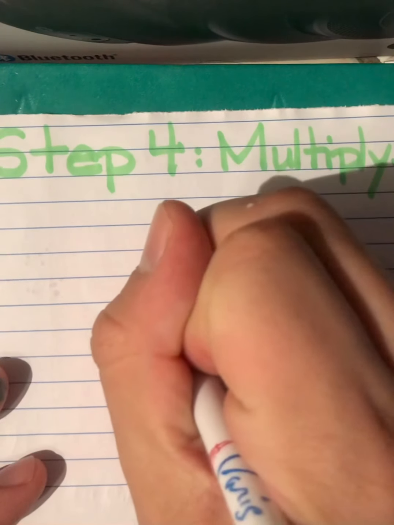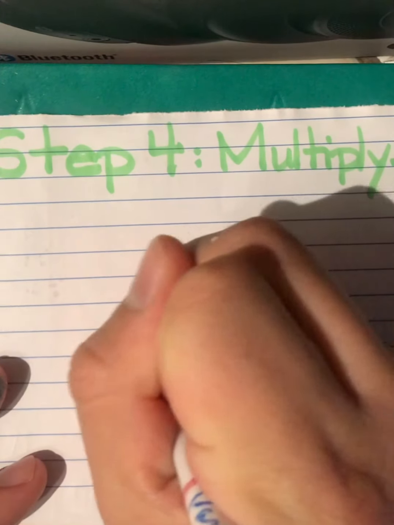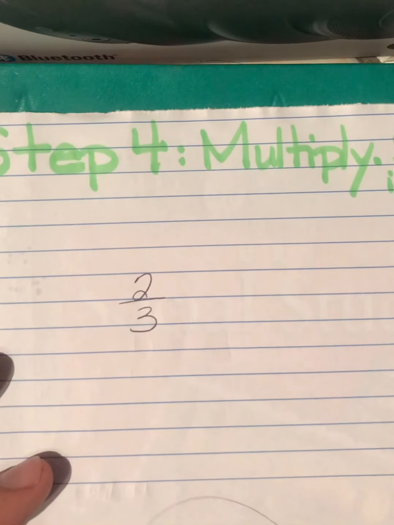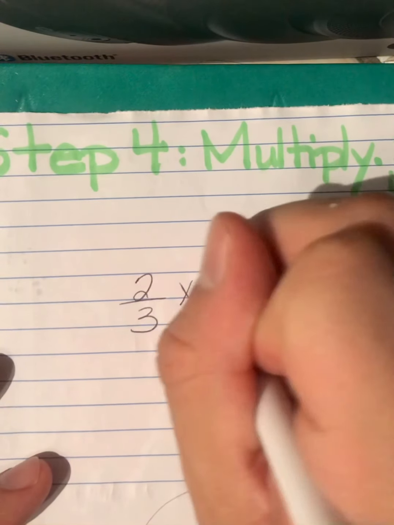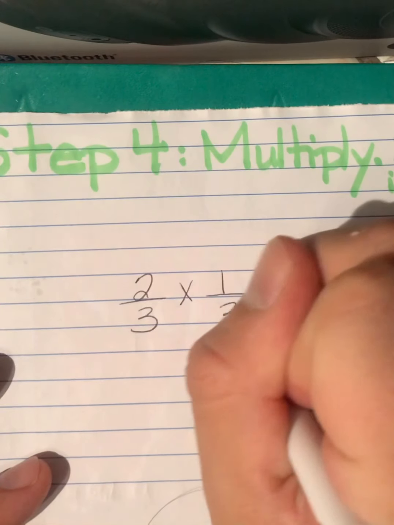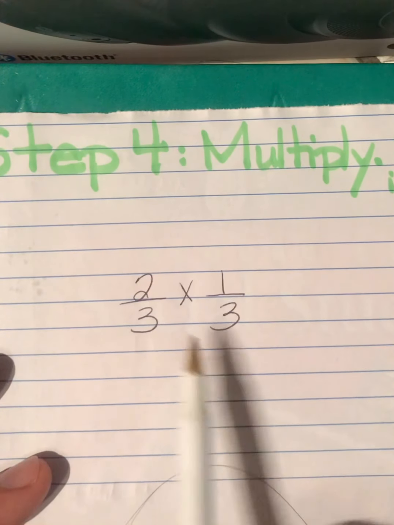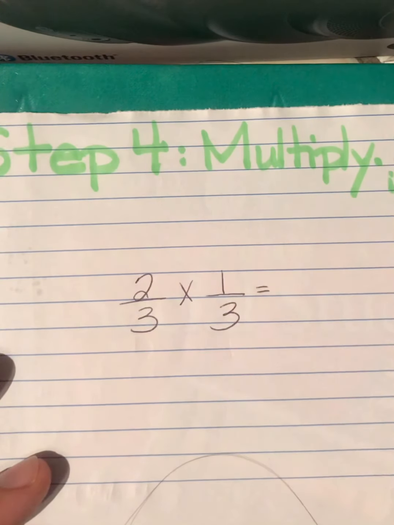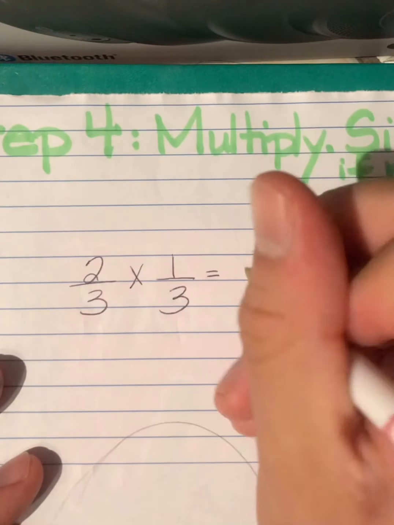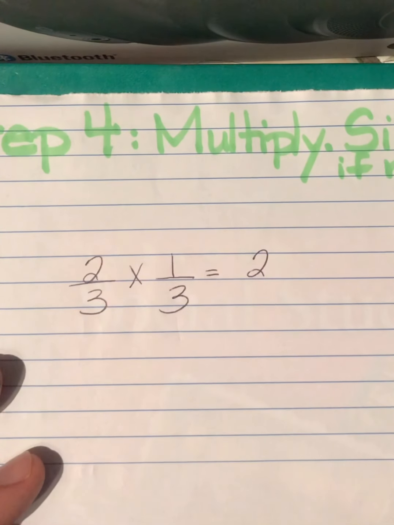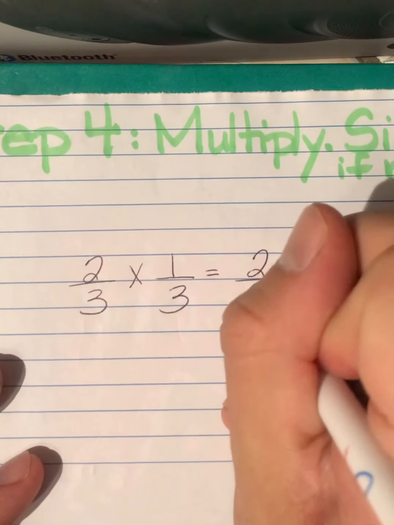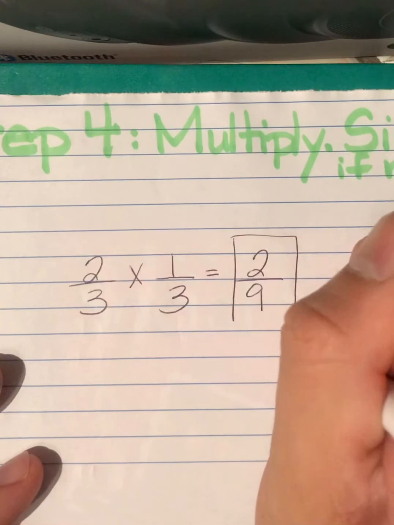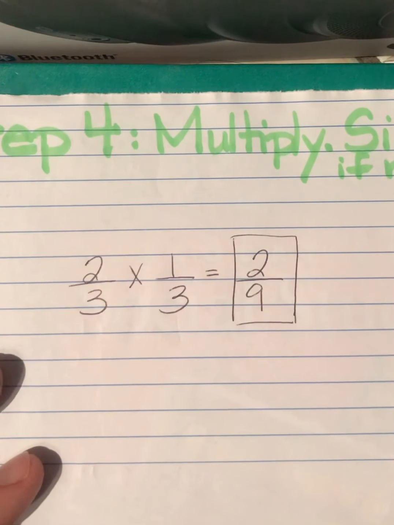So I'm left with 2/3 times 1/3. When I do so, I multiply across horizontally. 2 times 1 is 2, and 3 times 3 is equal to 9. So my quotient here is 2/9. I do not need to simplify.